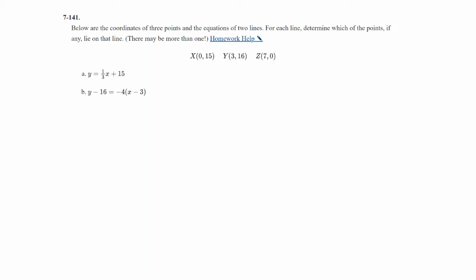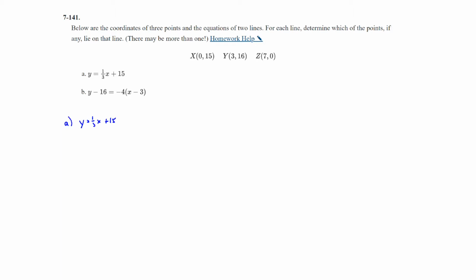Question 141. Below are the coordinates of 3 points and the equations of 2 lines. For each line, determine which of the points, if any, lie on that line. There may be more than one. Alright, so for the first equation, y equals 1/3 x plus 15. We can take those points and plug them in as one way to figure out if they're on there or not.